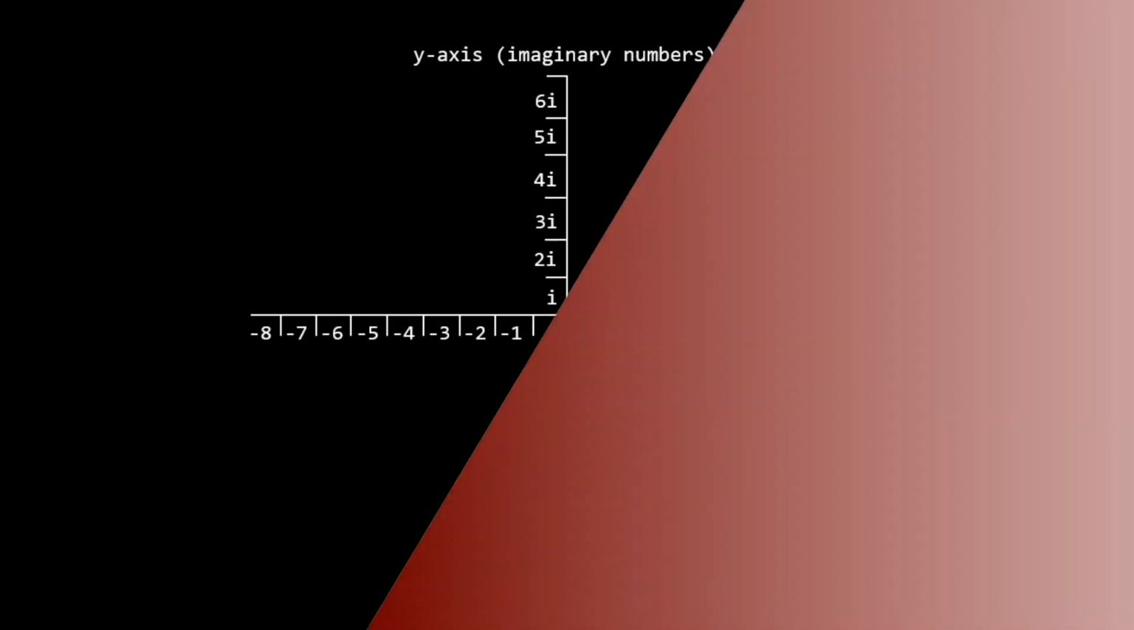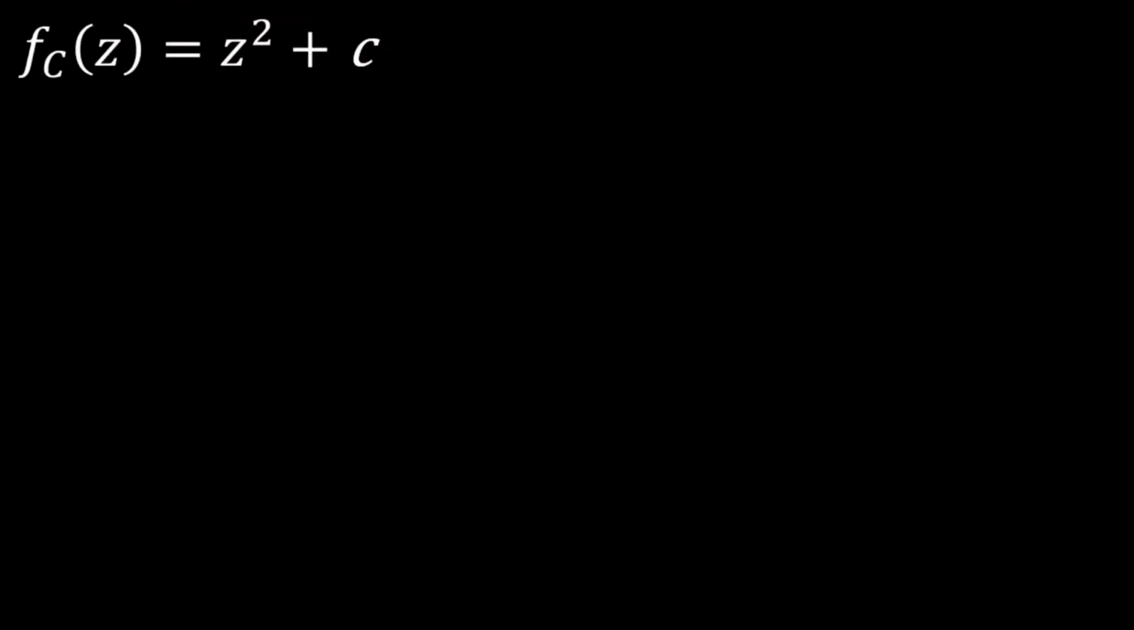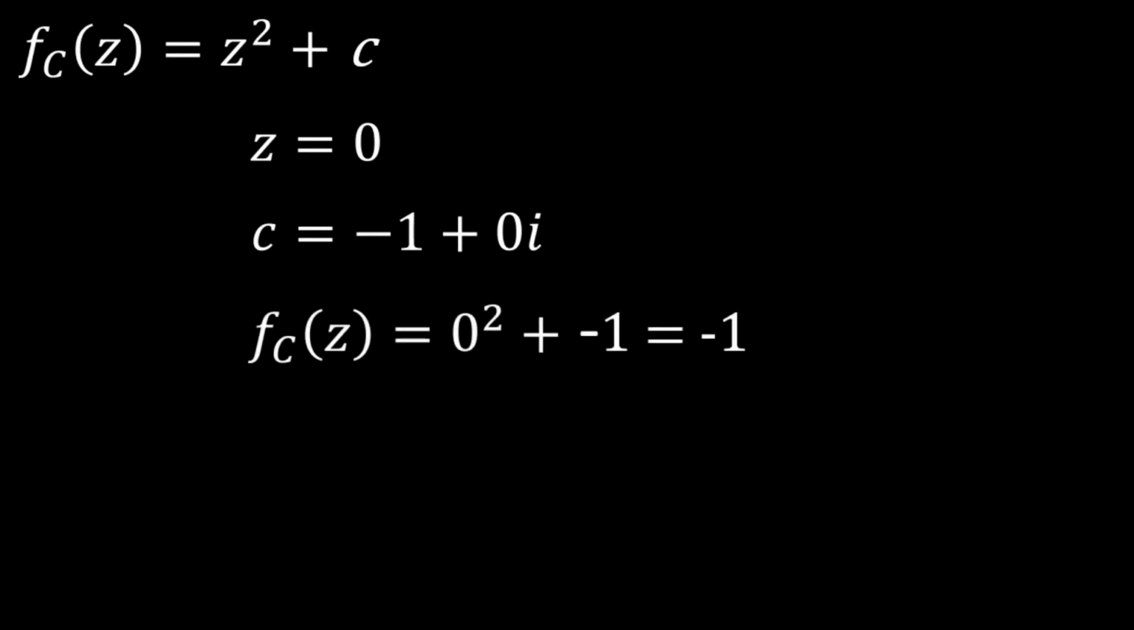Let's look at another example. So there's our function again, function of z equals z squared plus c, and z always starts out with 0 in iterative functions. Let's look at -1 plus 0i as an example. Just make the real number negative, it's pretty easy. So in this case we're looking at z being replaced with 0, so function of z equals 0 squared plus -1, which is of course -1. 0 multiplied by 0 is, funnily enough, 0.